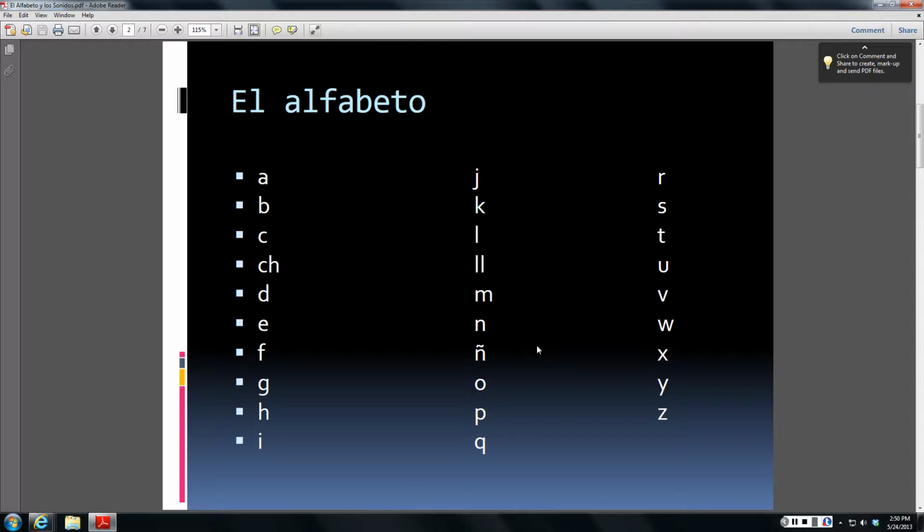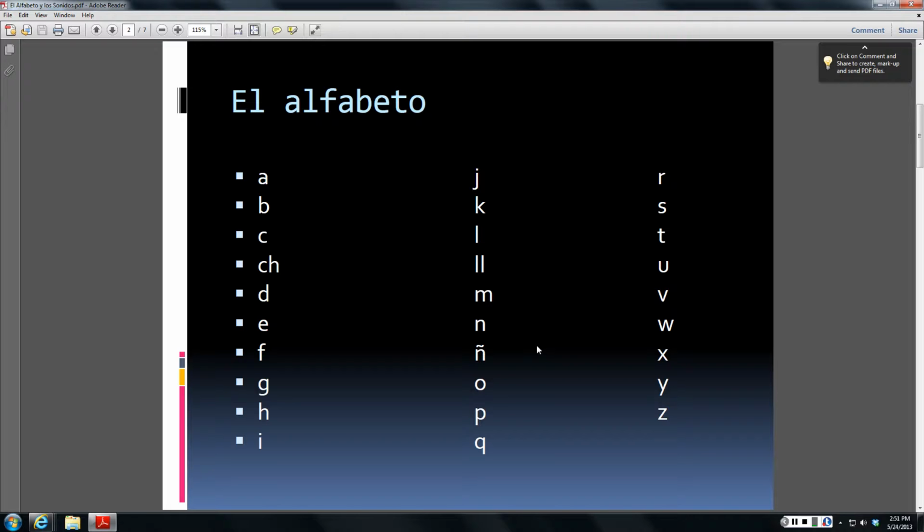Alright, let's go through the first column of the alphabet. The letters are A, B, C, Ch, D, E, F, G, H, I. Notice that the vowels in this column are the A, E, and I. The letter I in Spanish is sometimes confusing for English speakers because it is pronounced E, and it also sounds like E when it's in vocabulary words, so it often gets mistaken for our English letter E.